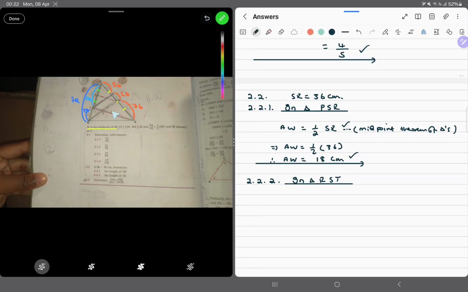So what can we do in this triangle? We can see that VW is parallel to that. So the proportionality theorem can come in like this. We can say VR, exactly what we want, over, now here I don't know VS, so I can use the entire side RS, is going to be equal to, on this side, RW over RT. Here we're using the proportionality theorem.